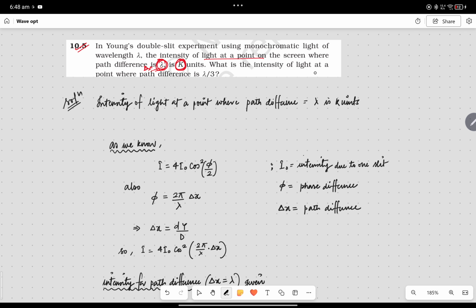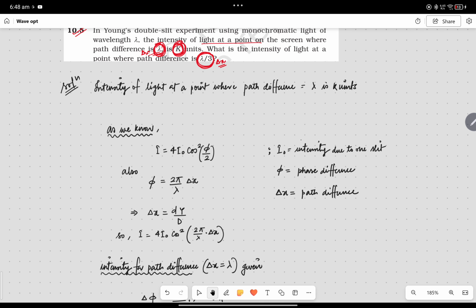What is the intensity of the light at a point where the path difference is lambda by 3? So the intensity given at path difference lambda is k. It is asking what the intensity is going to be for path difference lambda by 3. Okay, so the question is clear. Now let's try to solve this.